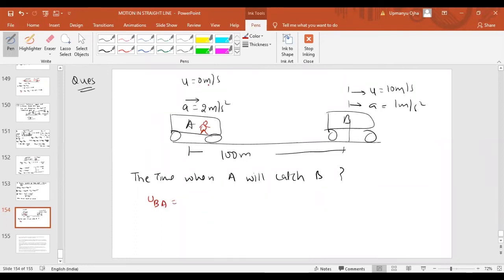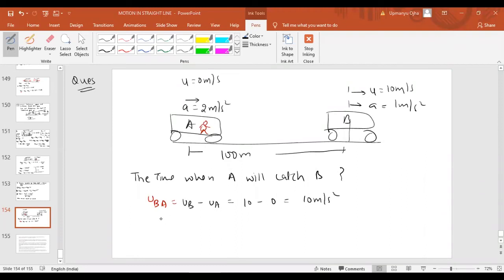Now this 0 meter per second and this 10 meter per second are the velocities with respect to the ground, correct? Yes. So can we directly write velocity of B minus velocity of A? That is 10 minus 0, which means 10 meter per second.